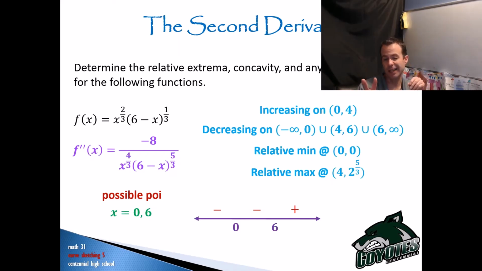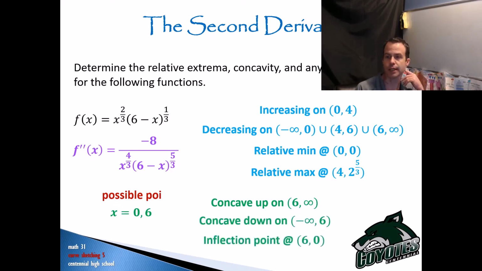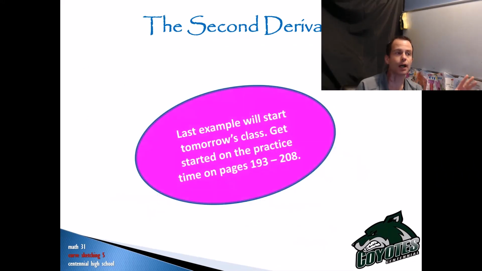And because I have a change in concavity at 6, it means I have a point of inflection at 6 comma whatever my y value is back to the original function. So I have to plug 6 back into the original function and get out my y value. So I concave up from 6 to infinity, concave down, negative infinity to 6, and an inflection point at 6 comma 0.